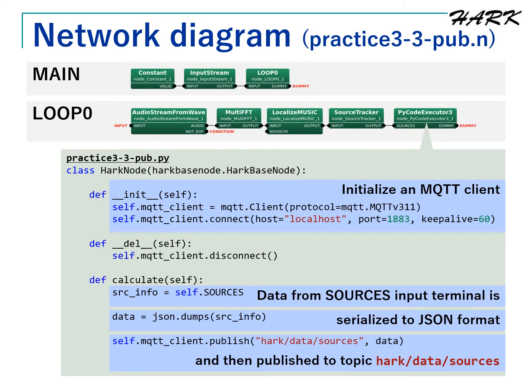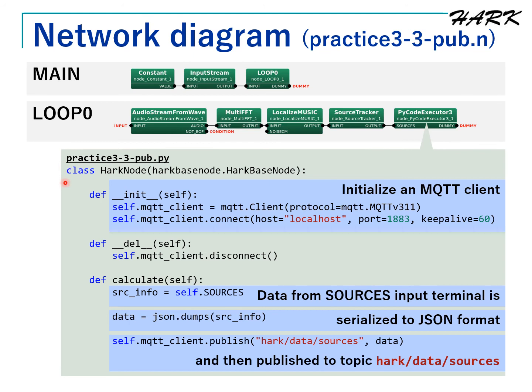This is a network diagram of the publisher node. Like practice 3.1, it consists of a main sheet and a LOOP0 iterator. LOOP0 uses a PyCodeExecutor3 node, which enables executing a Python script. The executed Python script is shown below: practice3_pub.py.